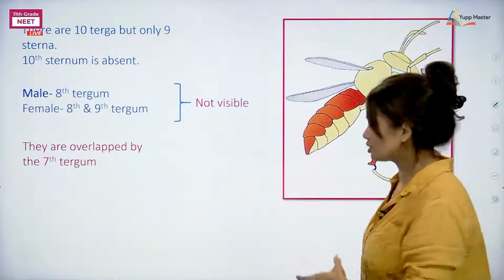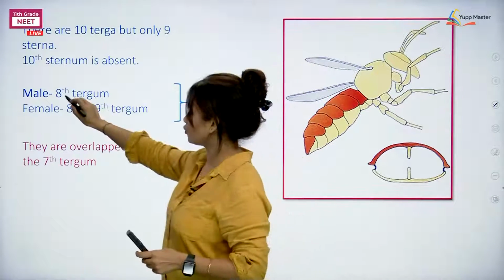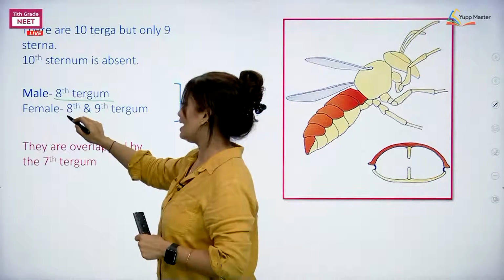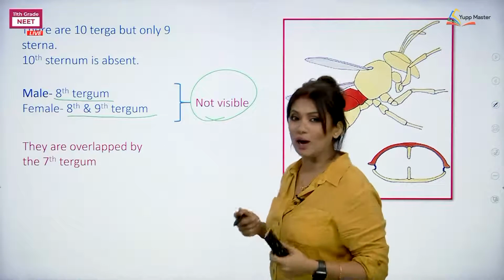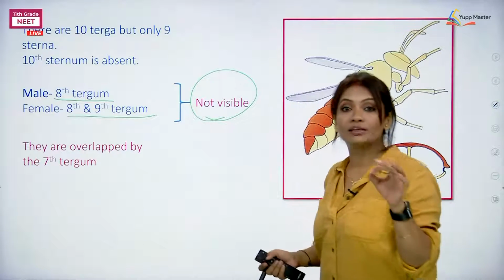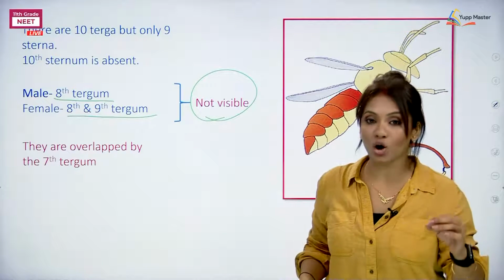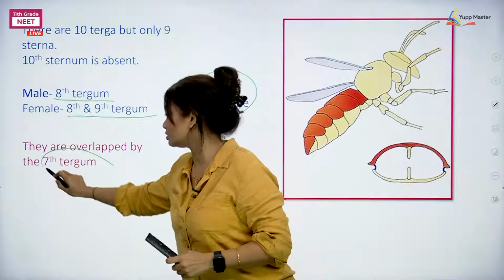So these are figures that you'll have to just remember for your exams. 8th tergum for male, 8th and 9th tergum for female. Both of them are not visible. Why? I am not saying that they are not present. I just said they are not visible because they are overlapped by the 7th tergum. Okay, alright.